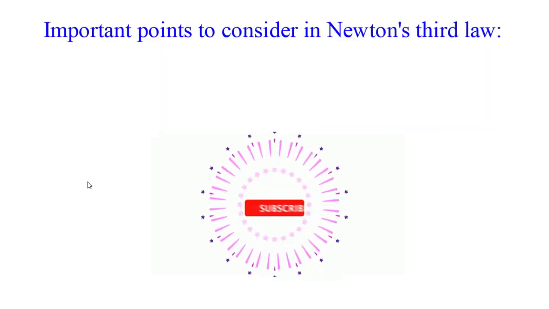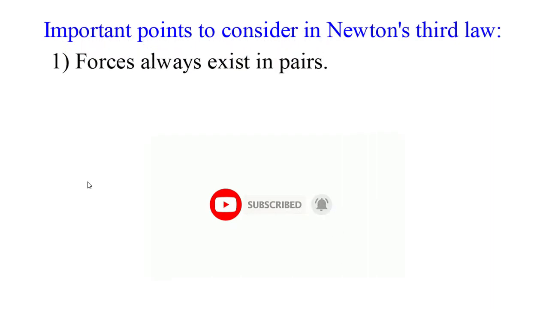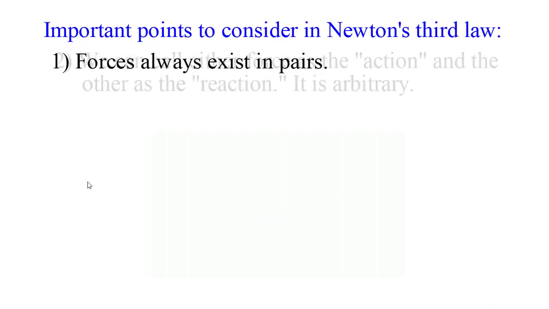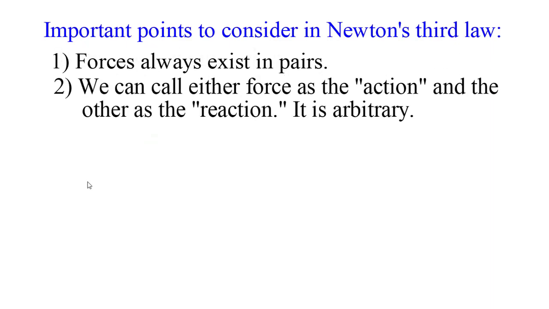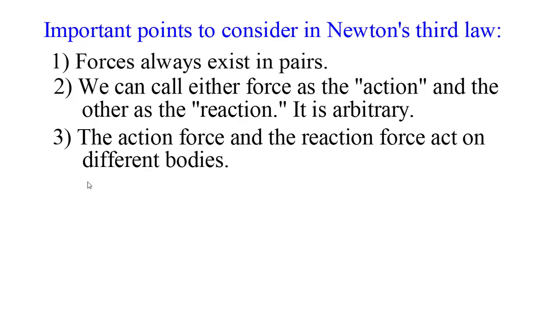Here are some important points to consider as we talk about Newton's third law of motion. The first one is forces always exist in pairs. Second important point, we can call either force the action force and the remaining force the reaction force. It is quite arbitrary. Thirdly, the action force and the reaction force act on different bodies. One of the forces, as you saw in the demonstration, acts on the foot. The other force, if we call it the reaction, for example, acts on the ball.